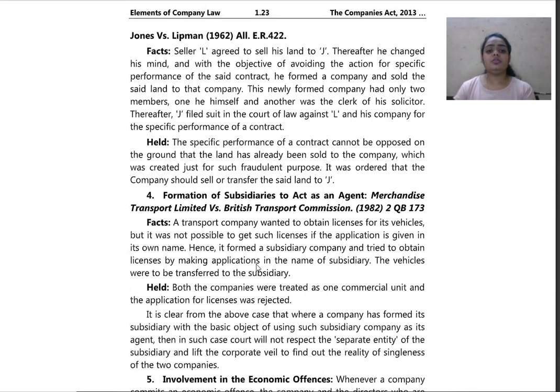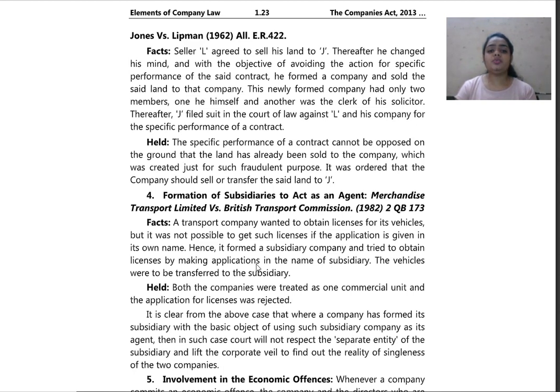So Jones versus Lipman, 1962, All ER 422. Facts: Seller L agreed to sell his land to J. Thereafter, he changed his mind, and with the objective of avoiding the action for specific performance of the said contract, he formed a company and sold the said land to that company. The newly formed company had only two members, one himself and the other his solicitor's clerk.